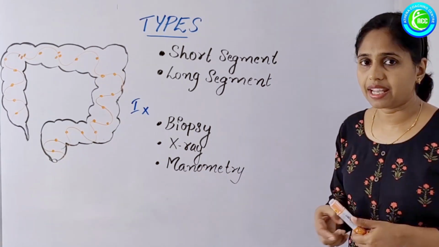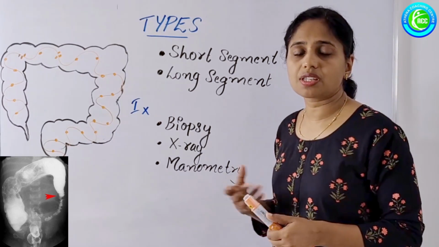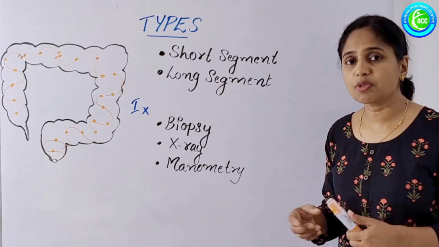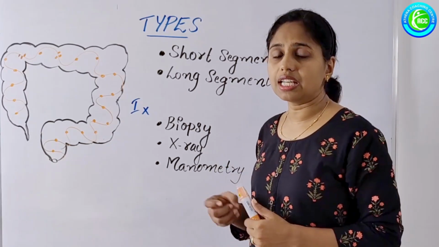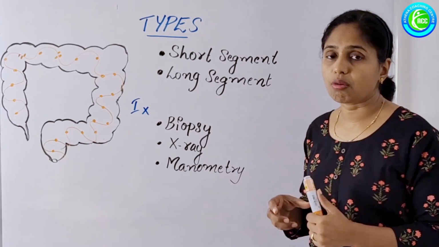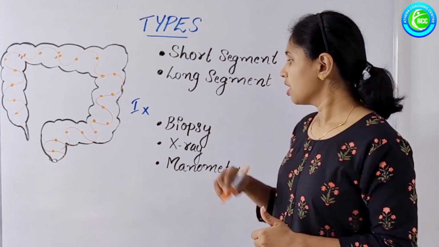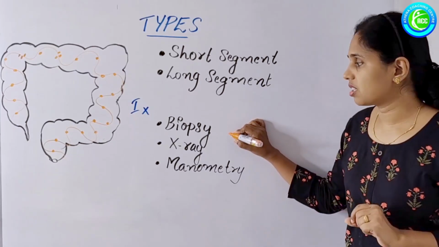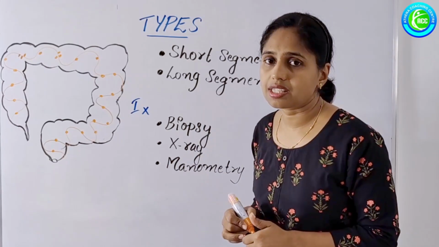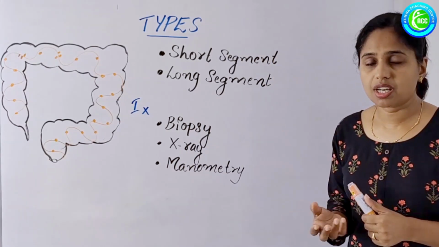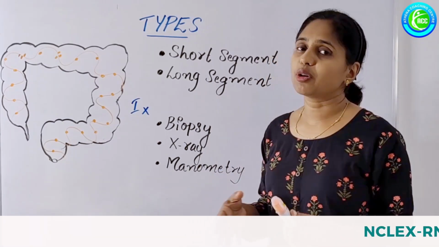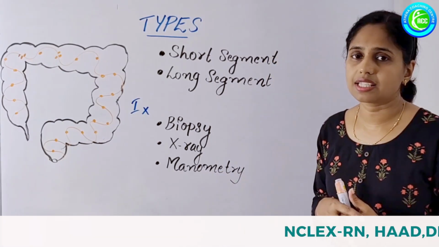So barium enema X-rays. Okay, so barium can be used as a contrast to evaluate any structural abnormalities or to rule out any obstructions, intestinal obstruction in the lower GI tract, that is in the colon. Okay, so biopsy is considered as a confirmatory test and X-ray, that is barium enema followed by X-ray, is considered as an investigation to rule out complications and to rule out any abnormalities or constrictions in the intestine.